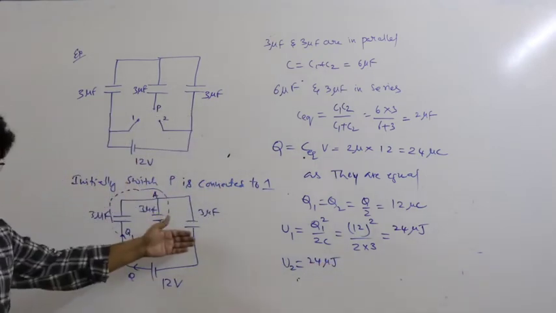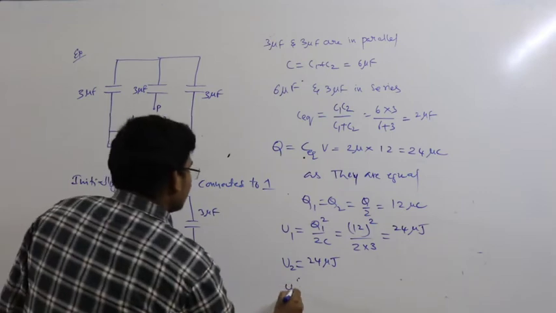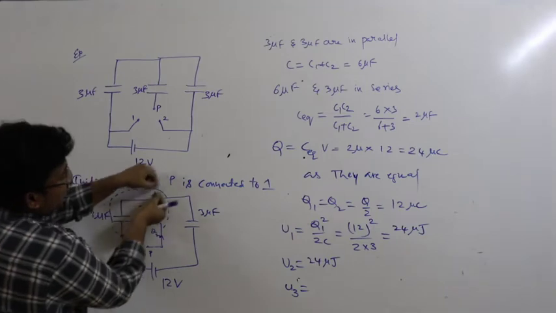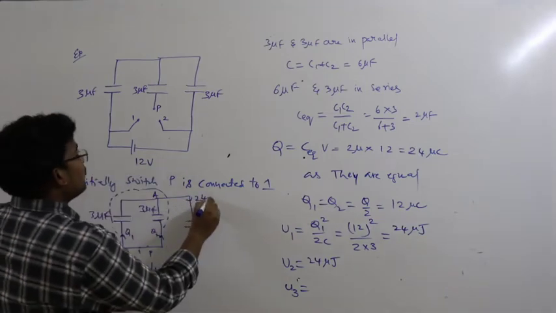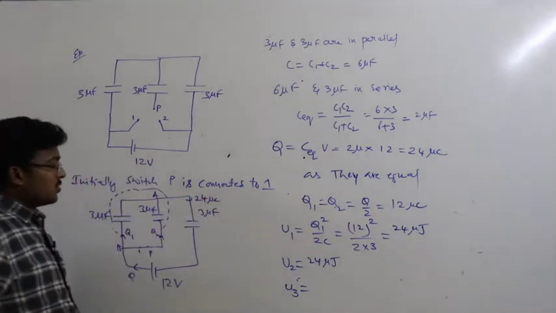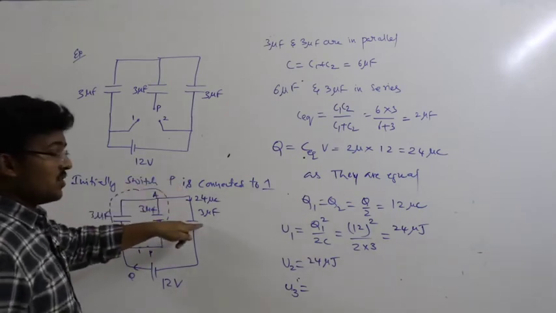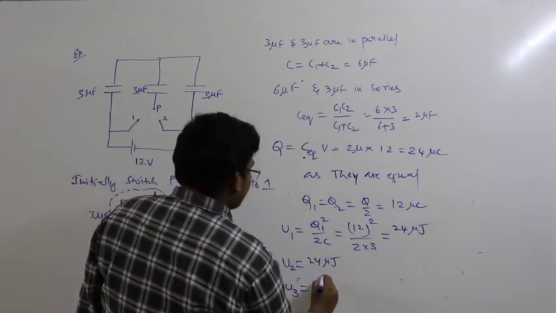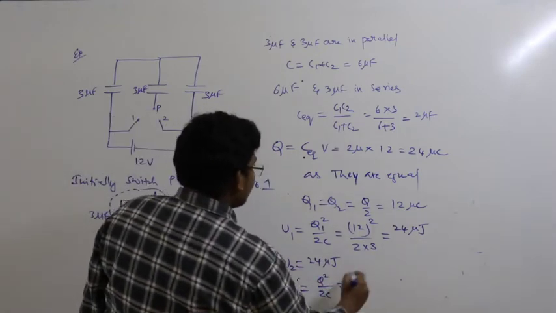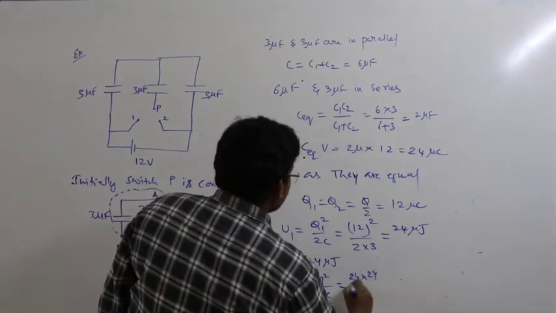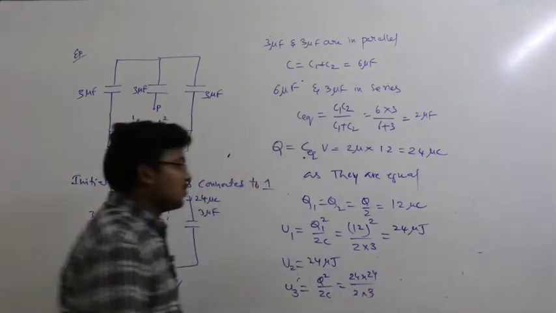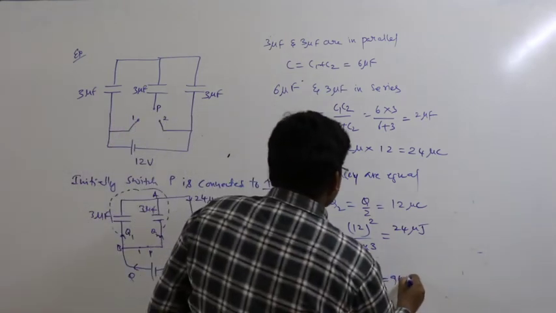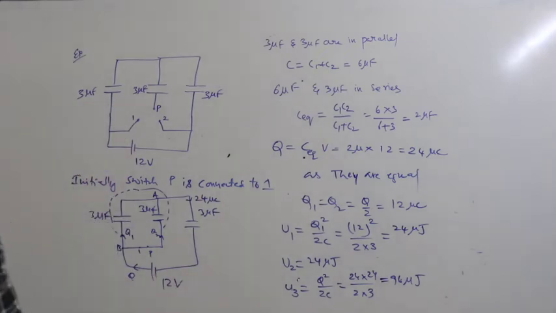Now what is the energy stored in the third one, U3? As the total charge 24 will split, again join and come, the charge is 24 microcoulombs. Now what is the energy formula? We have C and we have Q, again Q square by 2C. So Q square will be 24 into 24 by 2 into C, which is 3. So automatically this will be 6 fours, it will be 96 microjoules. So this is how we got the energy stored.